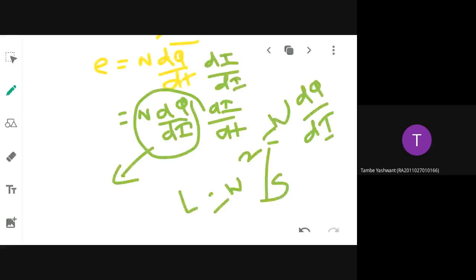What are the various formulae for self-inductance? Just now we have learned them. What are the two formulae? L, yes ma'am, N into d phi by di. One formula is N squared by S. Another formula is N into d phi by di. So this N d phi by di can be replaced as what parameter? L. This is my L. So E will be equal to L into di by dt.